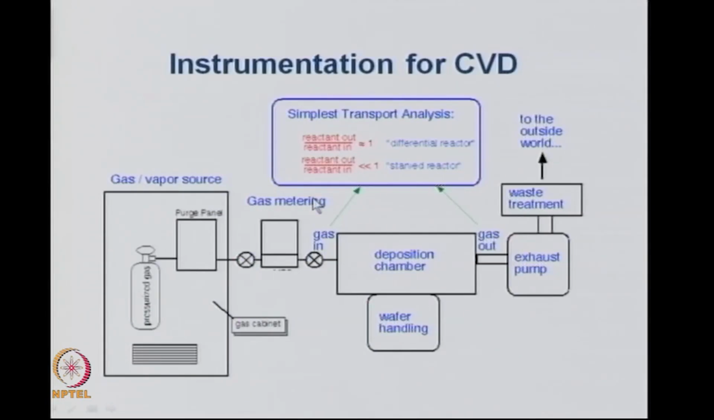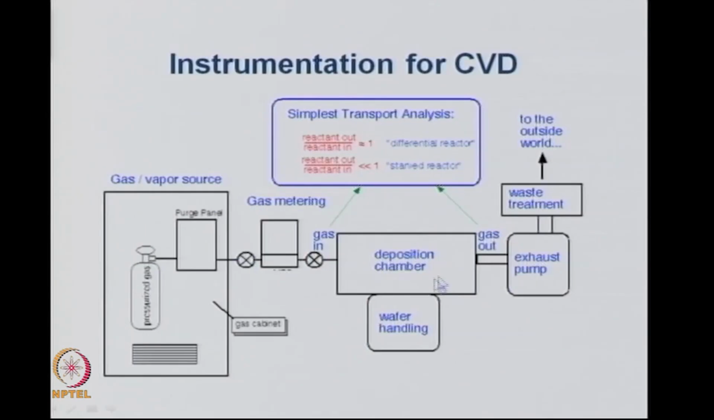And typically there are two types of transport analysis. One is when the reactant which is coming out and the reactant which is going in, the ratio is nearly 1:1. So, that is called a differential reactor. However, if the reactant coming out is much less than what is going in, then it is called a starved reactor. Okay. So, the ratio of this gas in and gas out leads to these two terms, the differential reactor and the starved reactor.